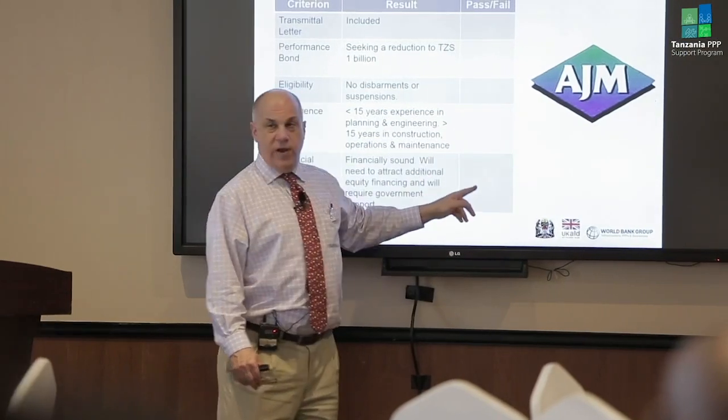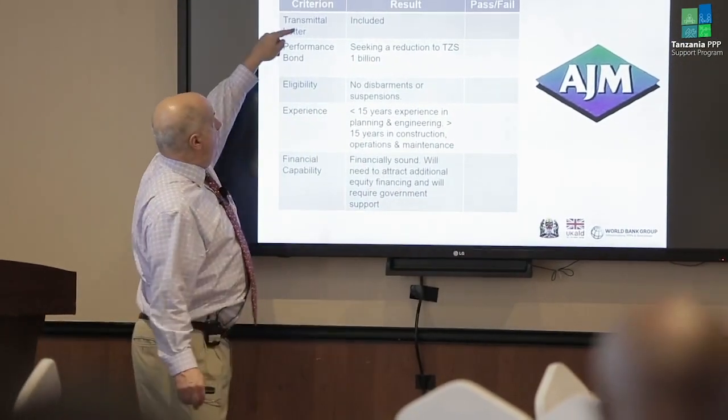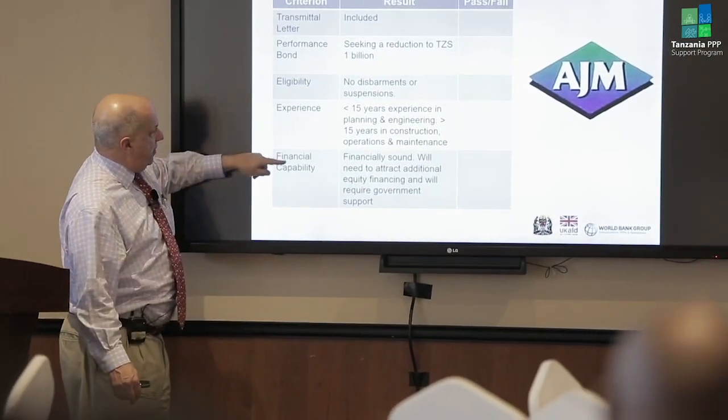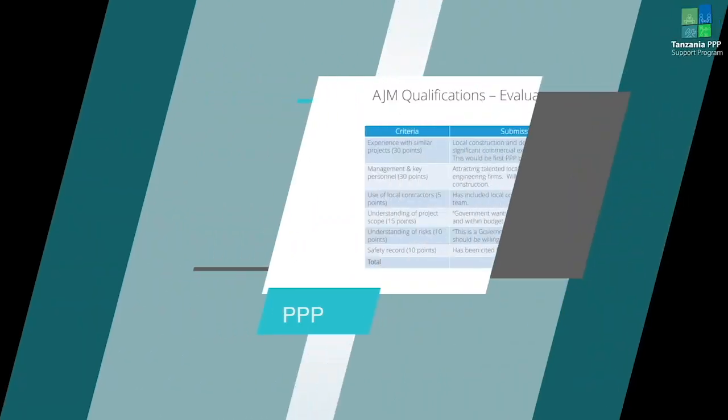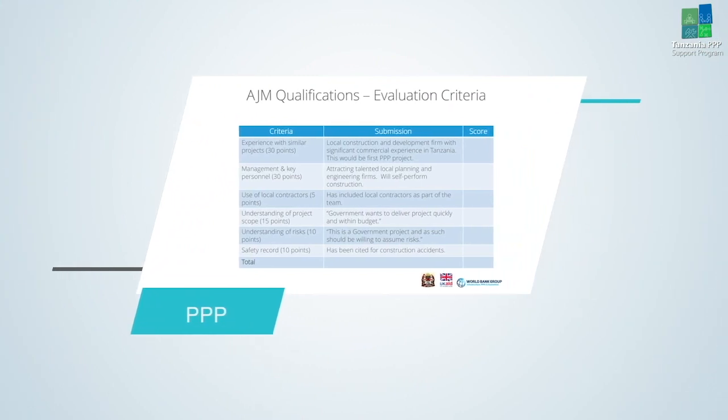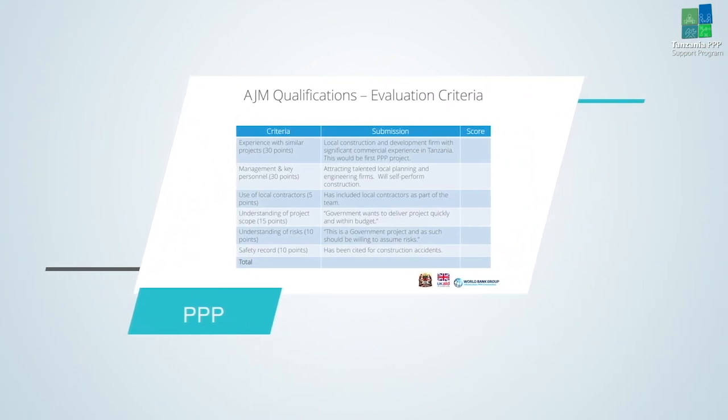Within your groups, one of the things you will do is take a look at how you're going to score them, whether they passed or failed that criteria. Here are the various criteria, and here's what they submitted with their proposal, with their qualifications, okay? So we have AJM. Then you're going to have some evaluation criteria.